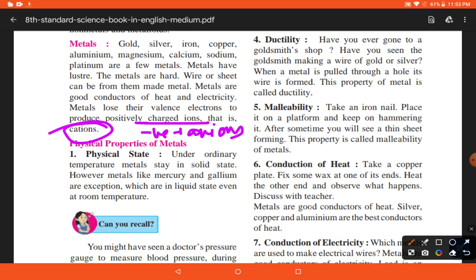So first, the physical state. Most often, metals are found in the solid state. However, mercury and gallium are exceptions. Mercury was an exception, and now gallium is also there, with a melting point just slightly below room temperature. They exist in the liquid state even at room temperature.